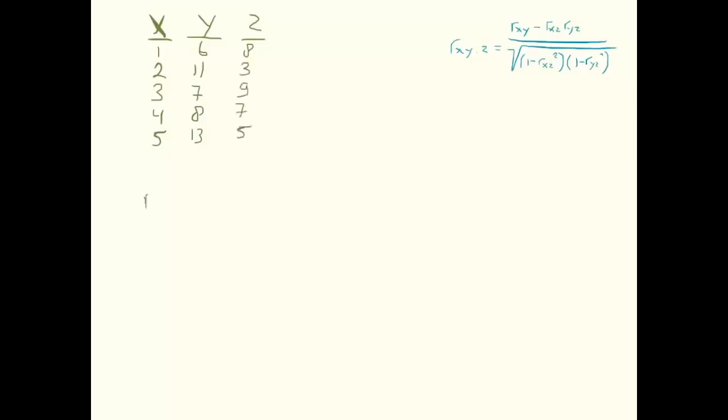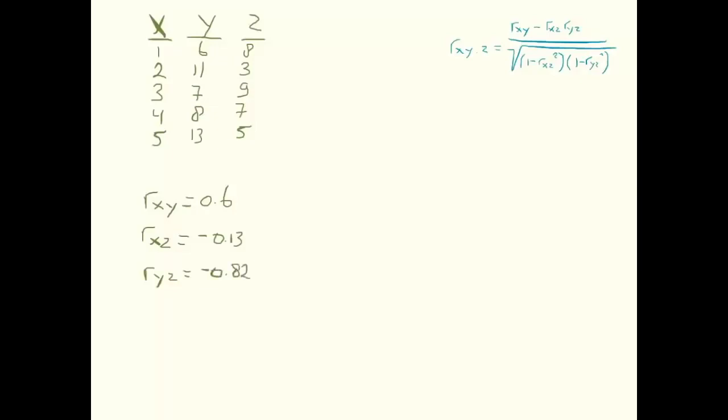We've calculated the correlation between x and y already, which equals 0.6. The correlation between x and z is also given, which equals minus 0.13. And then the correlation between y and z, which equals minus 0.82.